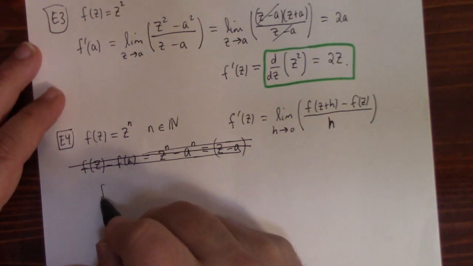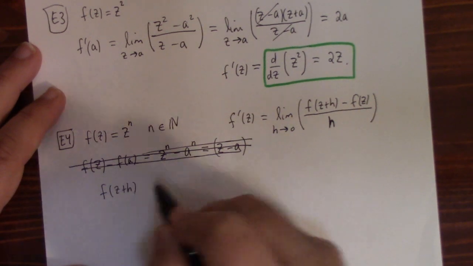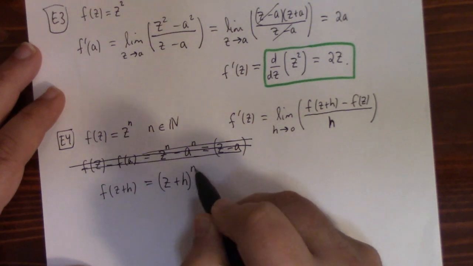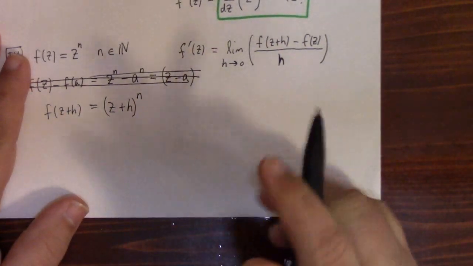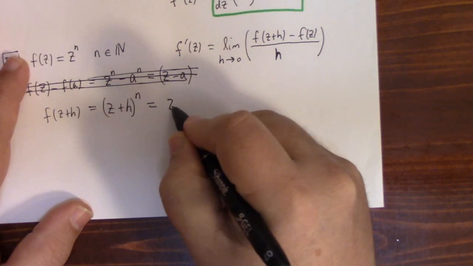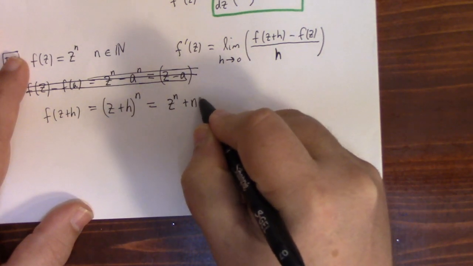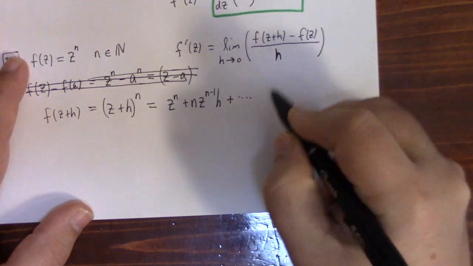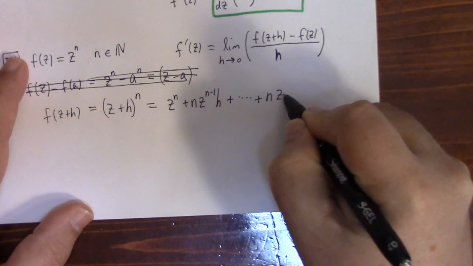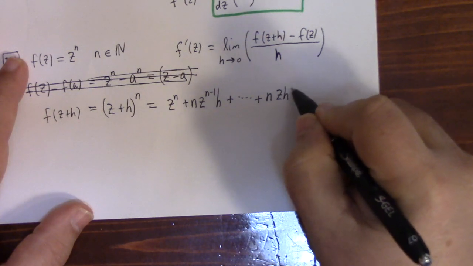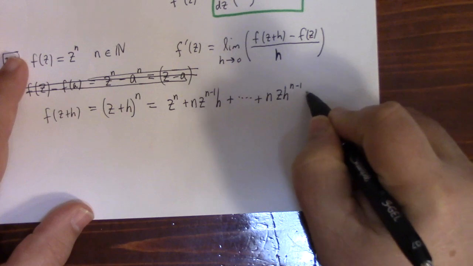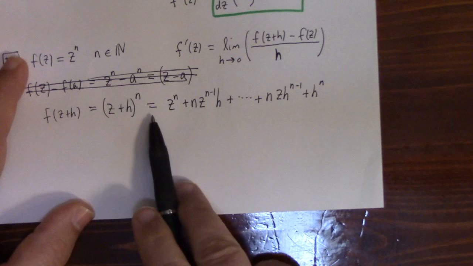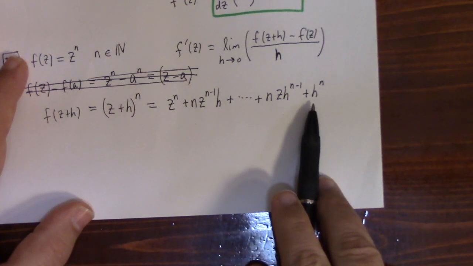So what is f of z plus h here? Well, it's equal to z plus h to the n power. All right, and by the binomial theorem, that is z to the n plus n z to the n minus 1 h plus a bunch of uninteresting stuff plus n z h to the n minus 1 plus h to the n. So the specific coefficients here you can find in Pascal's triangle, all right?